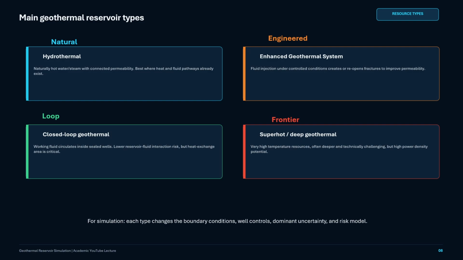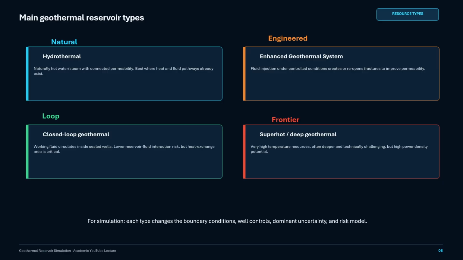These are the most straightforward resources when the geology is favorable. Enhanced geothermal systems, or EGS, are different. In EGS, the rock may be hot, but the permeability is insufficient, so controlled injection is used to create or reopen flow pathways. There are also sedimentary basin geothermal systems, which may be suitable for direct heat applications such as district heating. Each type requires a different modeling strategy.